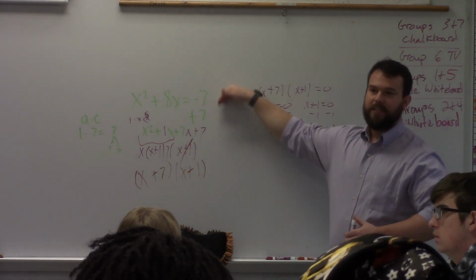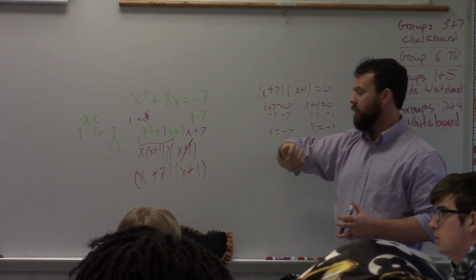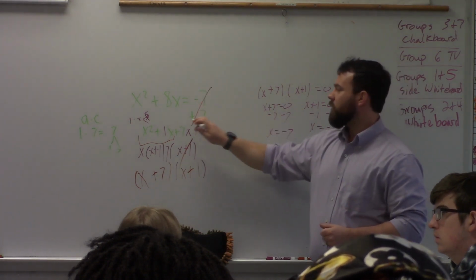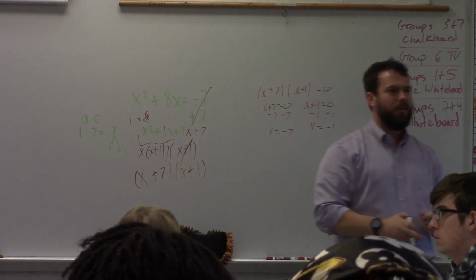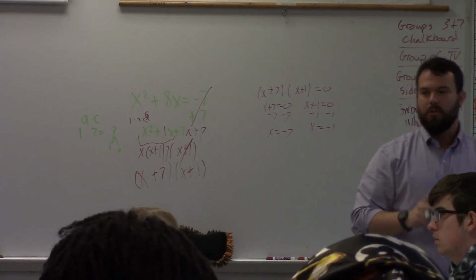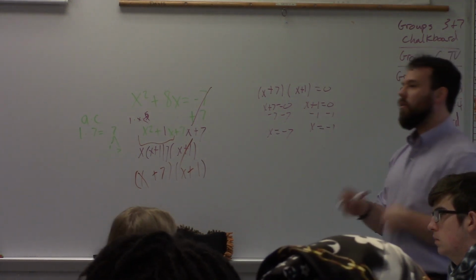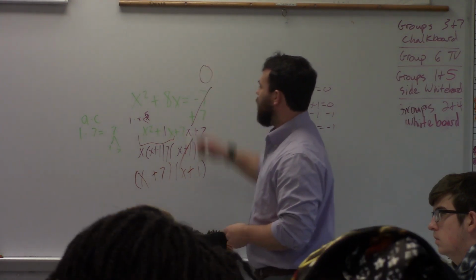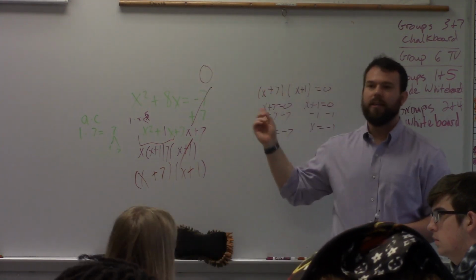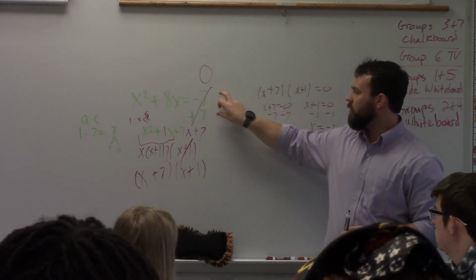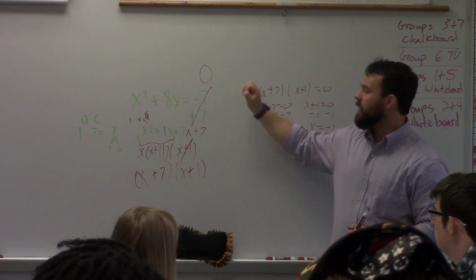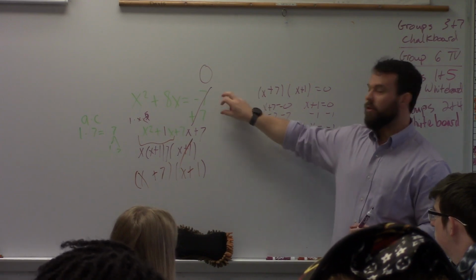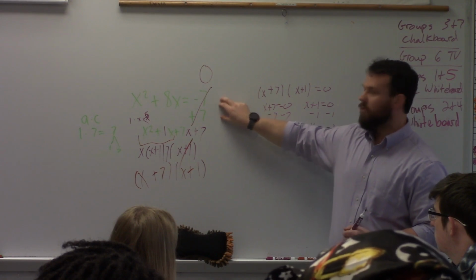Why did we have to add 7 on the right-hand side? What's the goal? What's the property I want to use? Zero product property. If I want to use the zero product property, that equation has to equal 0. Now I need y'all to be careful. Look at this equation. What mistake did they make? They ended up correcting it, but there's an important mistake that I see right here.